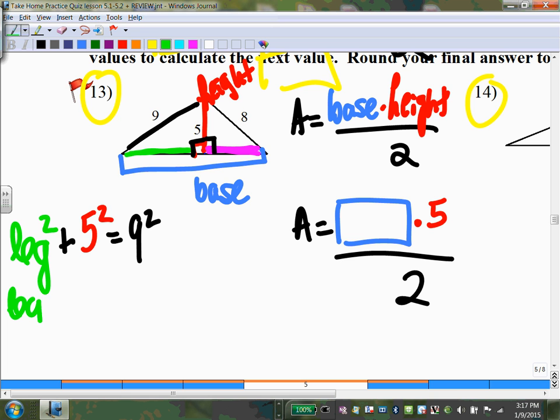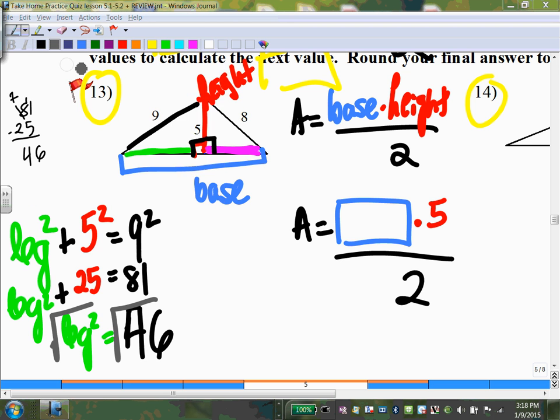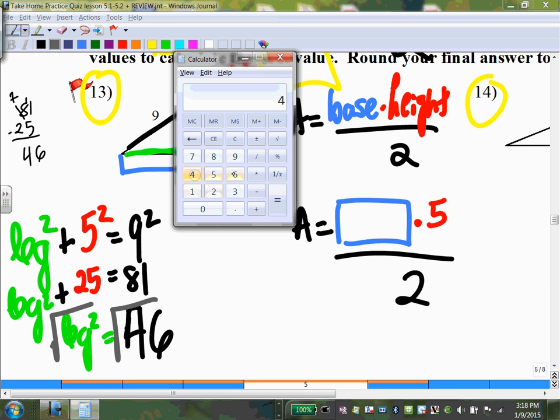That's going to be leg squared plus 25 equals 81. We end up with leg squared equals 81 minus 25, which is 46. And for this, now we square root both sides, and at this point you may use a calculator. That's why it's round to the nearest tenth. So we get our calculators, and we're going to do the square root of 46.